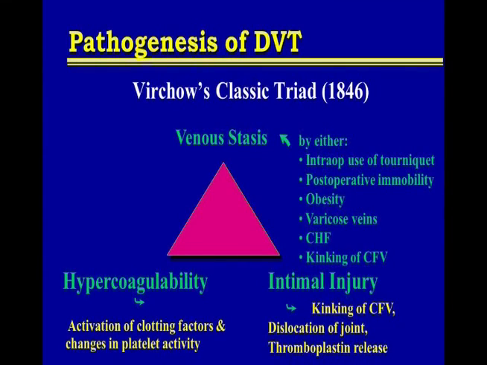So venous stasis clearly occurs when we're doing hip and knee replacement by the intraoperative use of a tourniquet in knee replacement, post-operative immobility, patients that are obese, have varicose veins, congestive heart failure, and kinking of the common femoral vein. Hypercoagulability occurs by activation of clotting factors and changes in platelet activity. And intimal injury can occur with kinking in the common femoral vein, dislocation of a joint, and thromboplastin release.